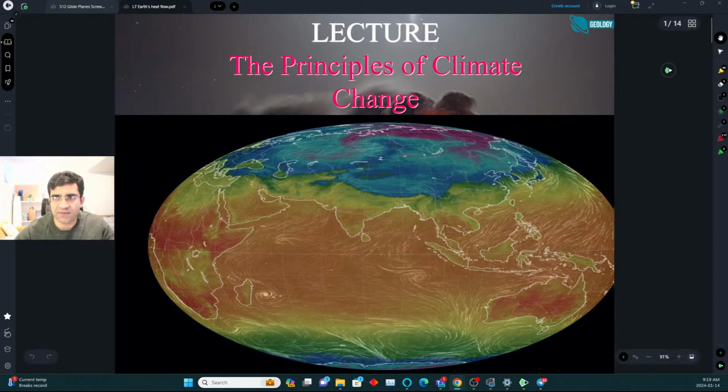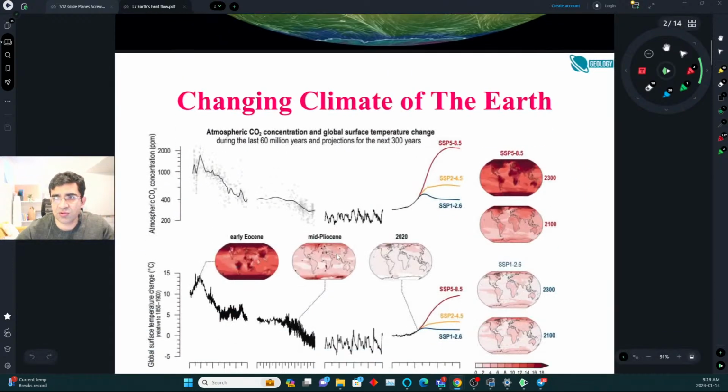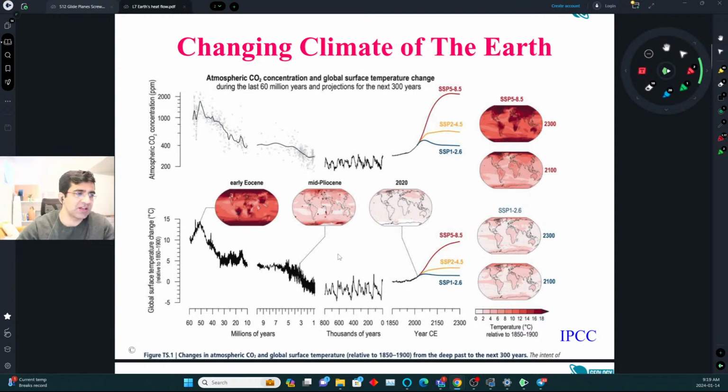The first thing that we should look at, before doing any climate change analysis, is whether changing Earth climate is something that is unexpected. First of all, it is actually not whether the climate is changing or not; the rate at which climate is changing and the cause of that climate change, that is important.